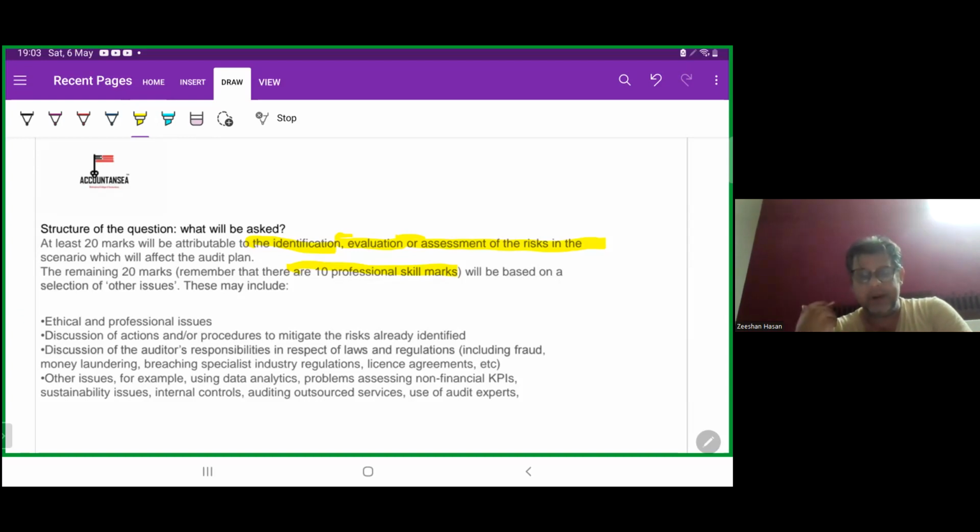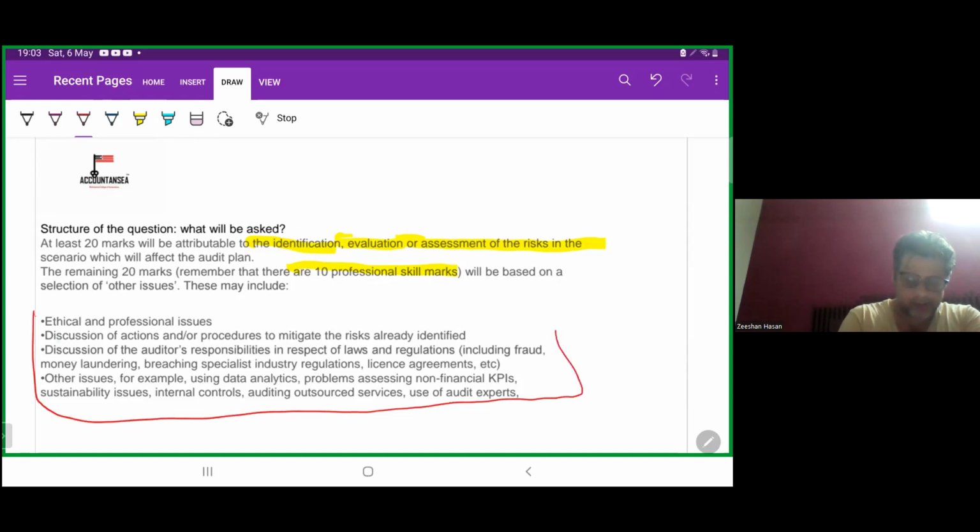Other issues, for example, may be related to data analytics, problems assessing non-financials such as KPIs, key performance indicators, sustainability issues, internal controls issues, auditing outsourced services issues, and audit experts issues. It may be related to money laundering. It may be related to fraud and regulations, or vice versa. Right? This list is limited, but the examiner is not limited. He can ask other areas as well.